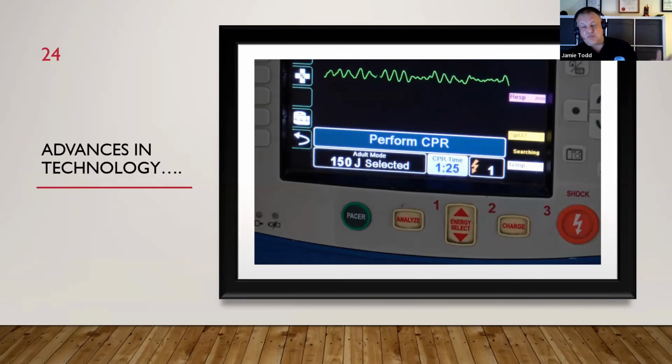So it's already pre-charging in the background. It knows you probably want to shock this rhythm, so it starts to prep for it. And if you analyze, it does a very quick look, because it already knows what the underlying rhythm is in reality. It's rated to deliver the shock in 3.6 seconds. So that's probably faster than we are. Yeah, I think all of us would struggle to recognize the rhythm, make sure we're at the right energy, press charge, and be ready to shock in 3.6 seconds.